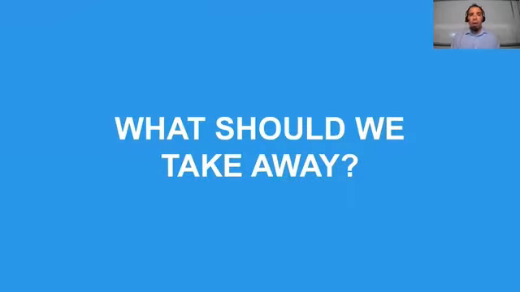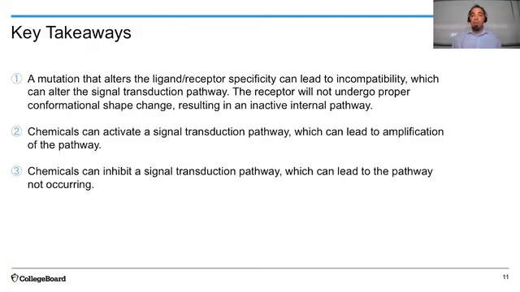So what should we take away? Key takeaways here. A mutation, change in the DNA that alters the ligand receptor specificity can lead to incompatibility, which can alter the signal transduction pathway. The receptor will not undergo proper conformational changes, resulting in inactive internal pathway. If you go back to that one image where I had the normal and the mutated pathway, that should help you out there.